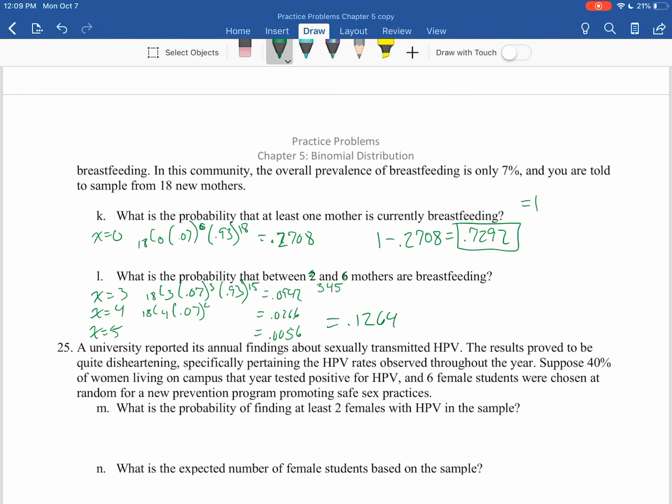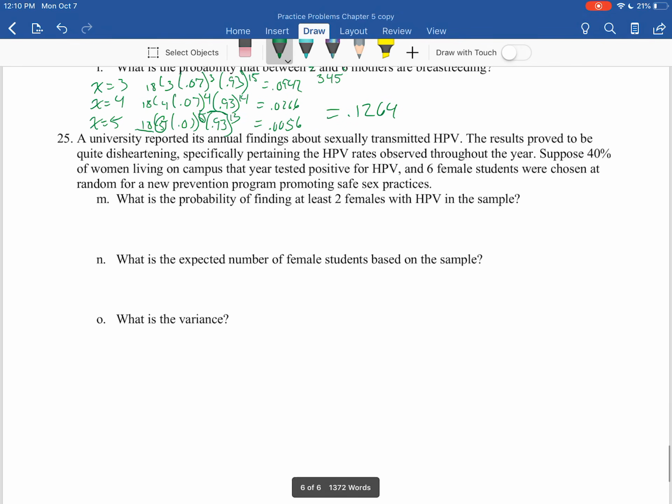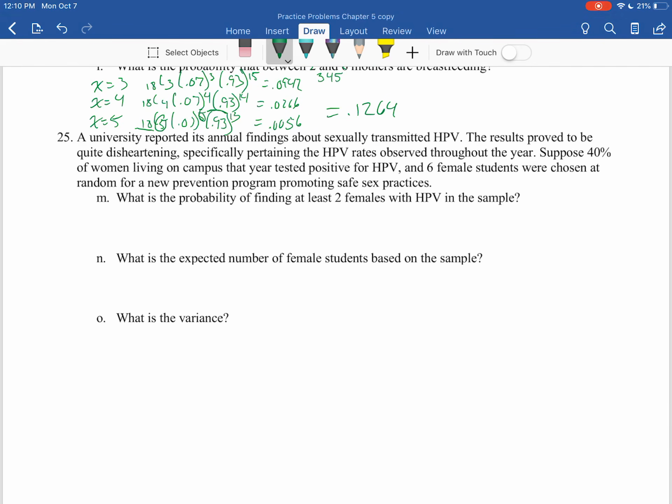I'm going to just write this out as quick as I can for that one so you can see all the work. So 18 choose 5 times the probability of 0.07 to the 5th power times 0.93 to the 13th. So remember, your x values should always be the same value, and if you add your exponents together, they should always sum to the number, or n, that is in the sample that you're looking at.